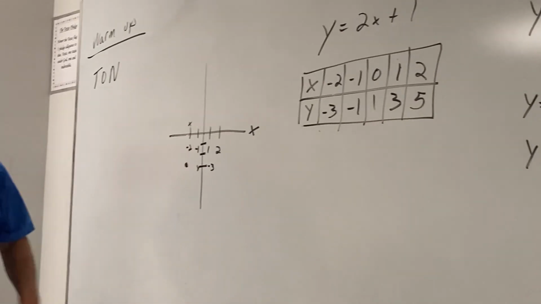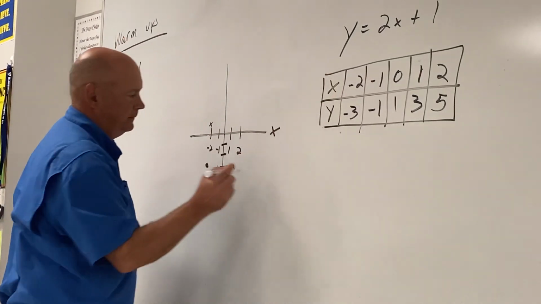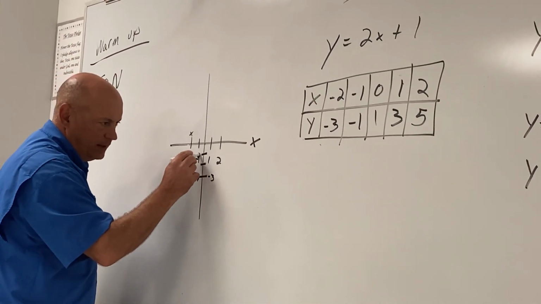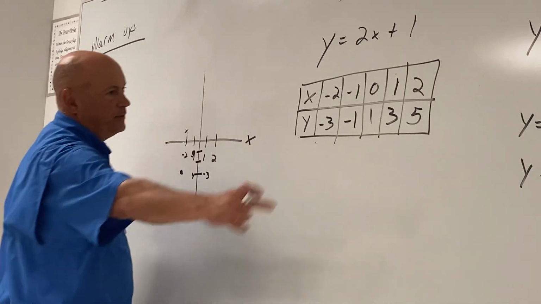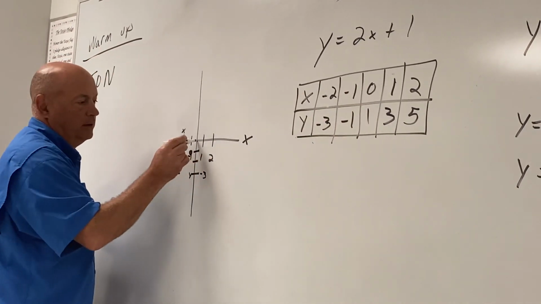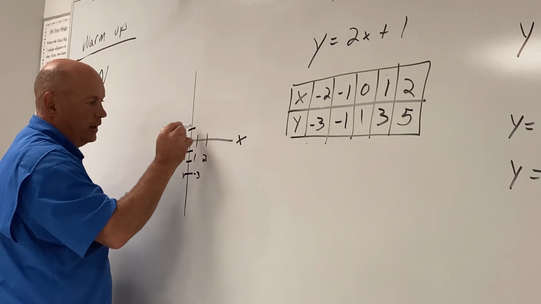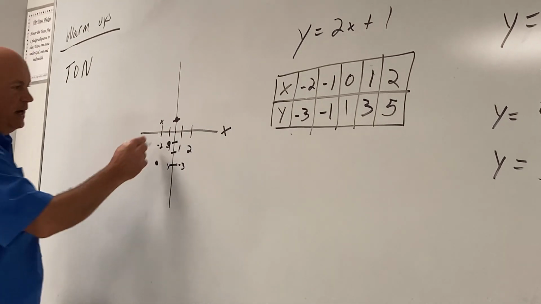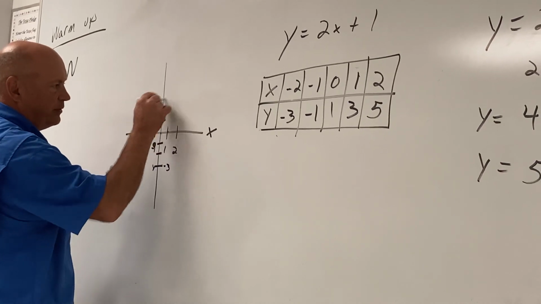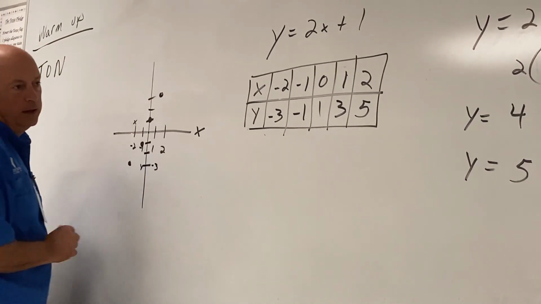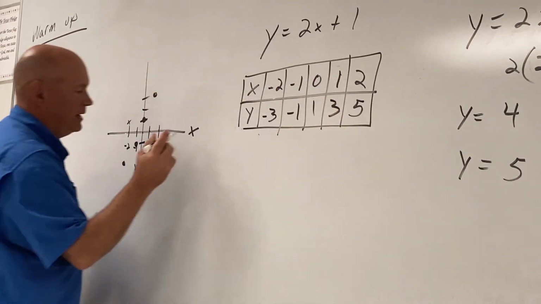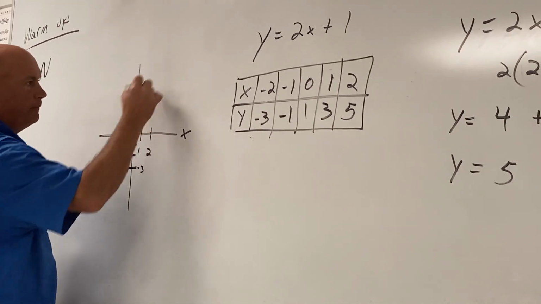Are you with me? All right, let's go to -1 on the x and go to -1 on the y. It's going to be right there. Let's go to 0 on the x, that's in the middle. Go up to +1 on the y. Put a point. Then let's go to 1 on the x and go up to 3 on the y. And then let's go to 2 on the x and up to +5 on the y.